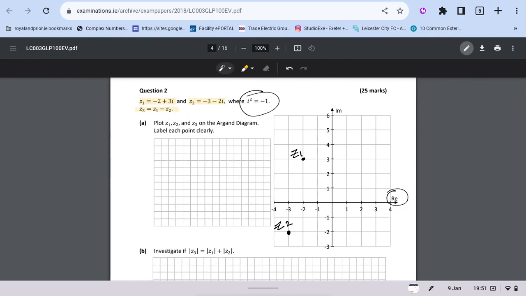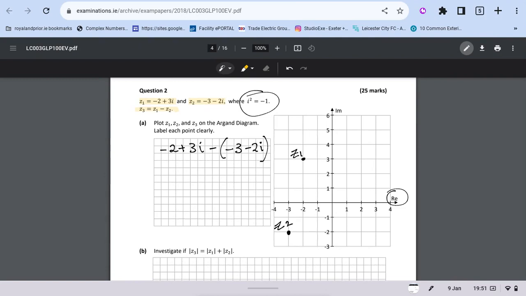So Z3 is Z1 minus Z2. So sub in our values. Instead of Z1, I'm filling in minus 2 plus 3i. Minus. Now, anytime we have minus, put in your brackets. Otherwise, we'll forget to change the sign of both parts. And our Z2 there is minus 3 minus 2i.